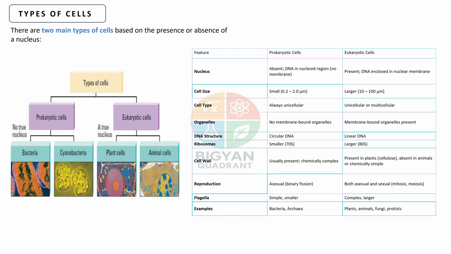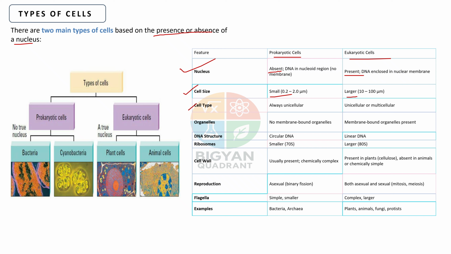Types of cells. There are mainly two types of cells based on the presence or absence of the nucleus. These are the prokaryotic cell and the eukaryotic cell. In the prokaryotic cell, the nucleus is absent, and in the eukaryotic cell, the nucleus is present. Cell size: the prokaryotic cell is smaller than the eukaryotic cell, and the eukaryotic cell is comparatively larger.